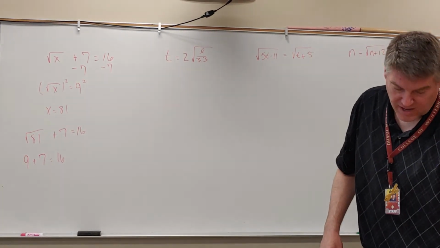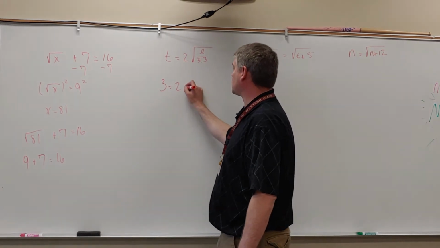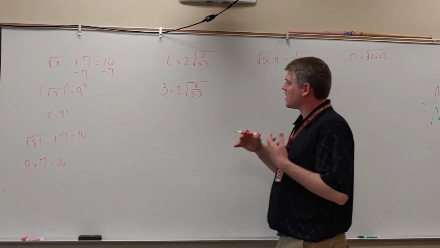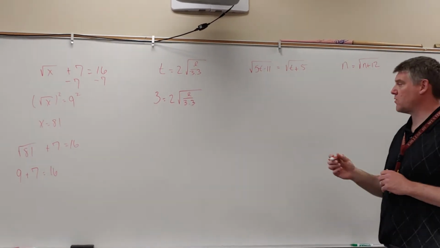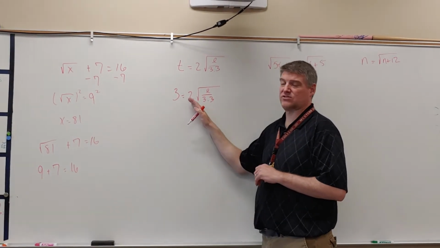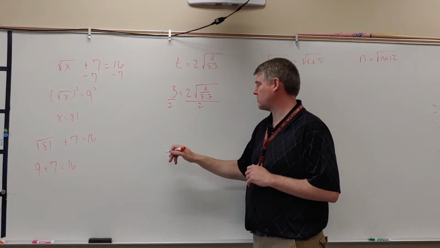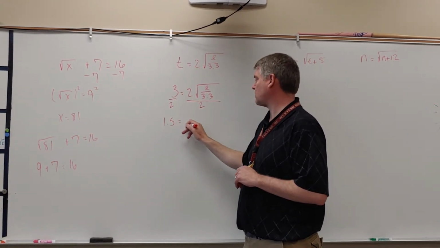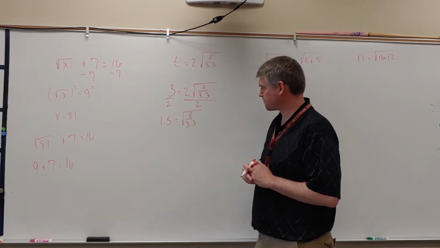So it gave me how much time it was. So 3 equals 2 times the square root of L over 3.3. I'm trying to solve for L in this example. The first thing I'm going to do is get rid of this 2 here, so I'm going to divide by 2 on both sides. So 3 divided by 2 is 1.5, which equals the square root of L over 3.3.